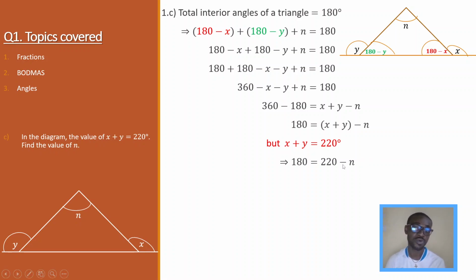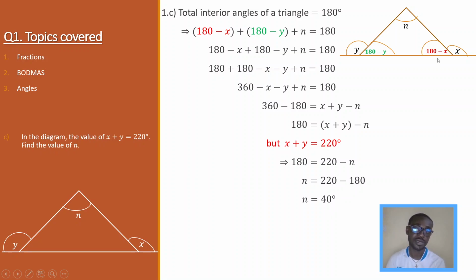From here, all that we have to do is what? Group in our like terms. So we can bring the n to the left hand side. Then we take the 180 to the right hand side. N is negative here. So when we bring it to the left hand side, it becomes what? Positive. 180 is positive here. So when we bring it to the right hand side, it also becomes negative. Then from there, you can do your subtraction. You know that 220 minus 180 will give you 40. And then don't forget your degree sign.